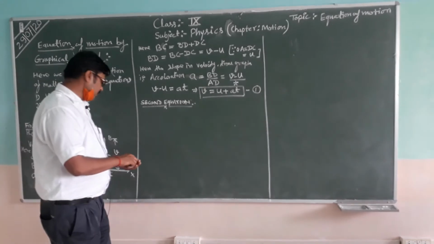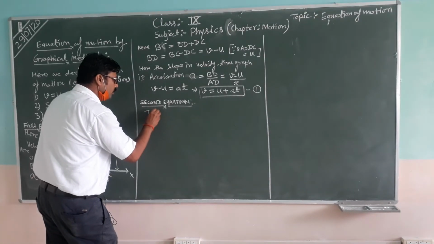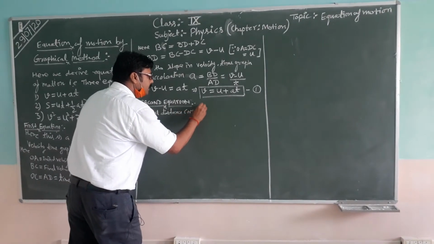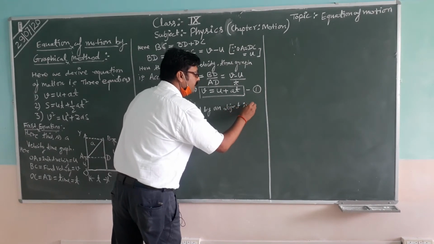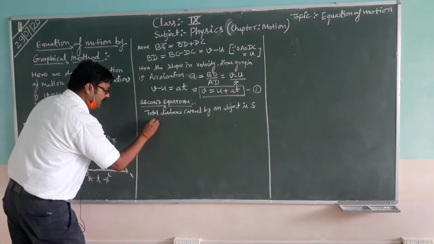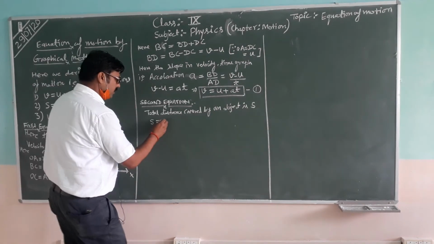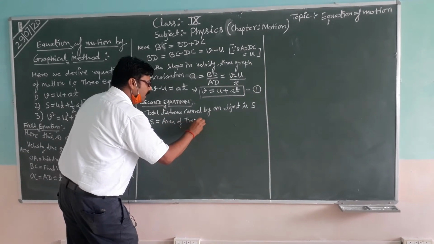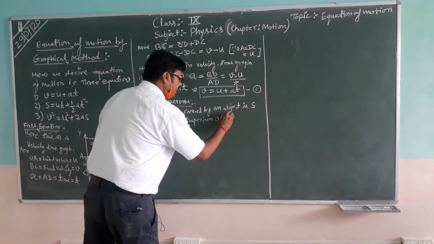In the second equation case, the diagram is common for all. Here the total distance covered by an object is S, that is represented by S. So S is equal to the area covered by OABDC, that is, the area of trapezium OABDC.